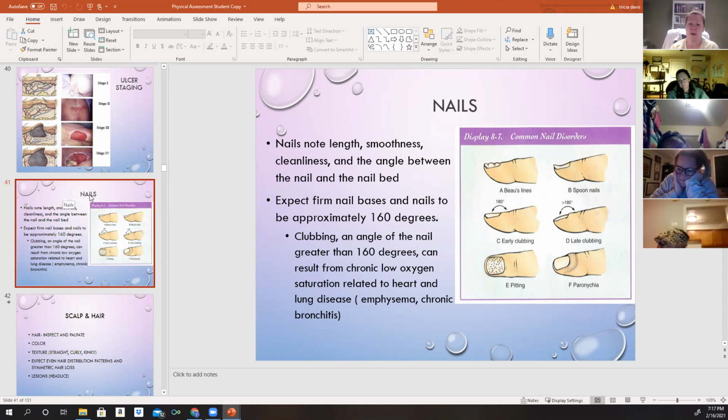You want to look for the angle between that nail and the nail bed. You want to check for clubbing. Clubbing is when the angle of the nail is greater than 160 degrees. You're going to see this in your patients that have emphysema, your patients that have COPD. Any of those chronic low oxygen saturation issues related to lung disease, chronic bronchitis, you're going to see that in their fingernails. And when you see it, you will know it. It's very, very prominent.